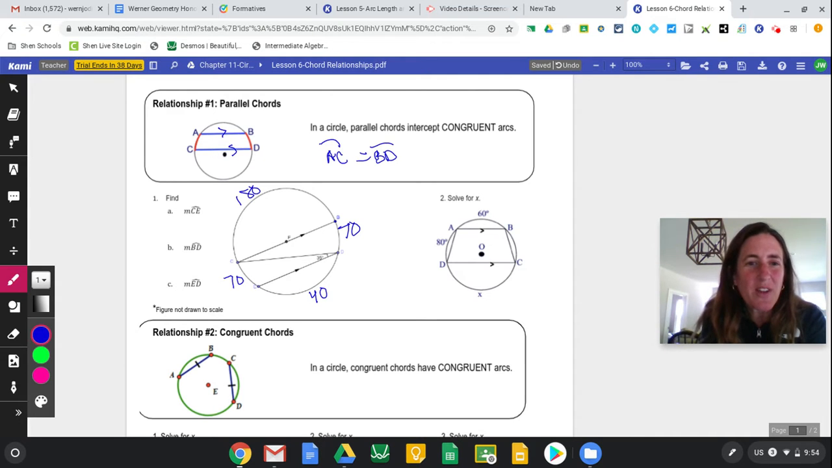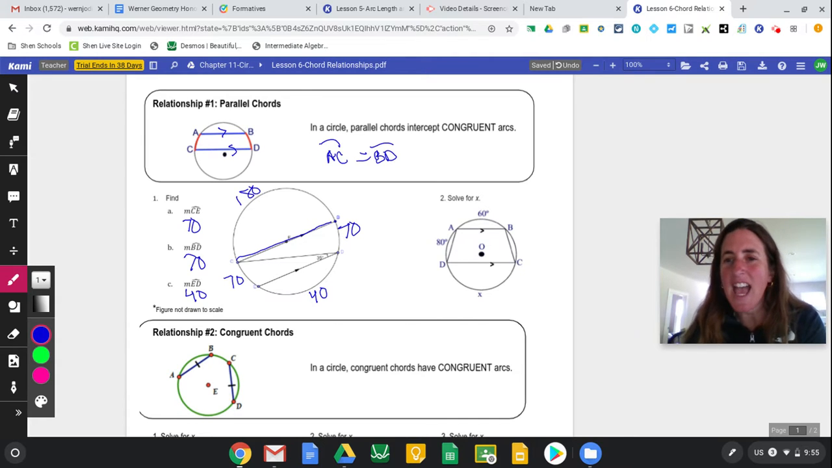Let's see what they want us to find. The arc CE, I already found it. It's 70. Arc BD, already found it. It's 70. And E to D I found was 40, because of this diameter, it had to add up to 180. That was so fun.